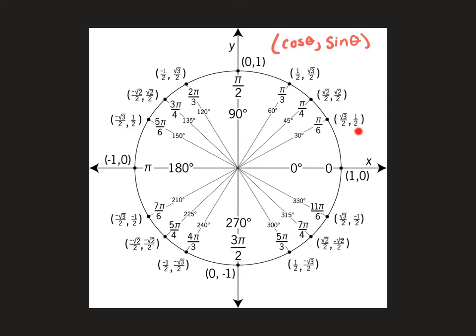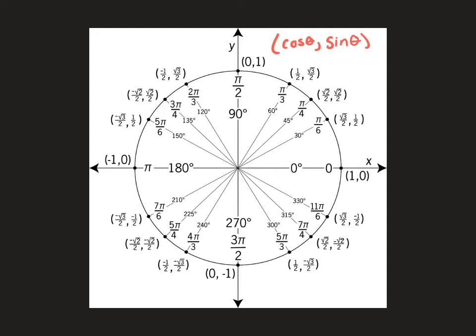You'll notice that all of these values are square root of 3 over 2, 1/2, square root of 2 over 2. Anything with a pi over 4 on the bottom is going to have some form of square root of 2 over 2 for both values. Here, remember cosine's negative in this quadrant.